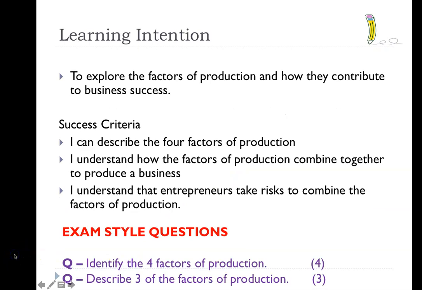By this point, you will have completed tasks 1 and 2, so we're just going to round up what we've learned today and finish it off with some exam style questions. So hopefully you can now describe the 4 factors of production, you understand how the factors of production combine together to produce a business, and you understand that entrepreneurs take risks to combine the factors of production. What I would like you to do now is to complete these exam style questions. So I've got 2 here, and these are from past papers. You have the first one that is identify the 4 factors of production, and it's worth 4 marks. And then your second one is describe 3 of the factors of production.